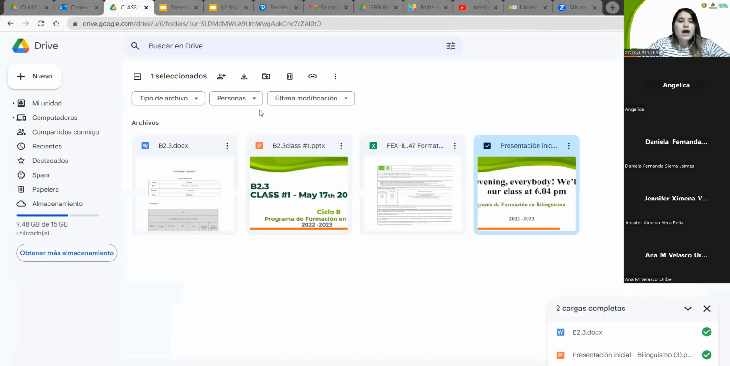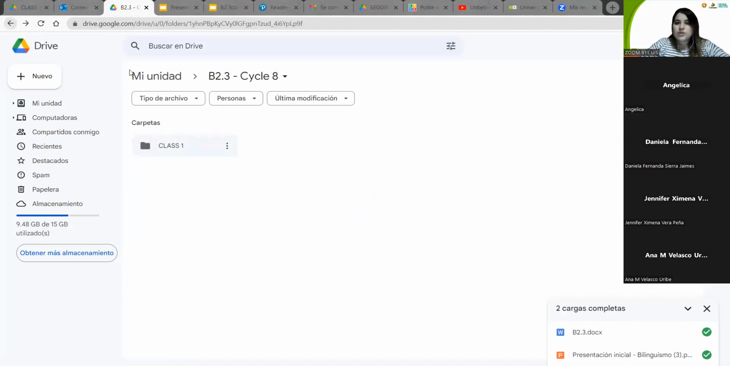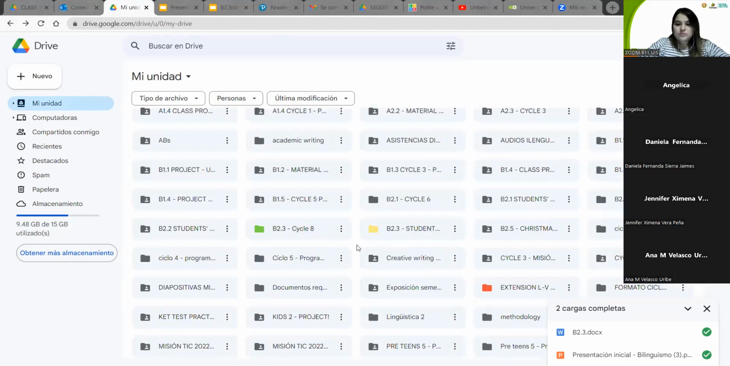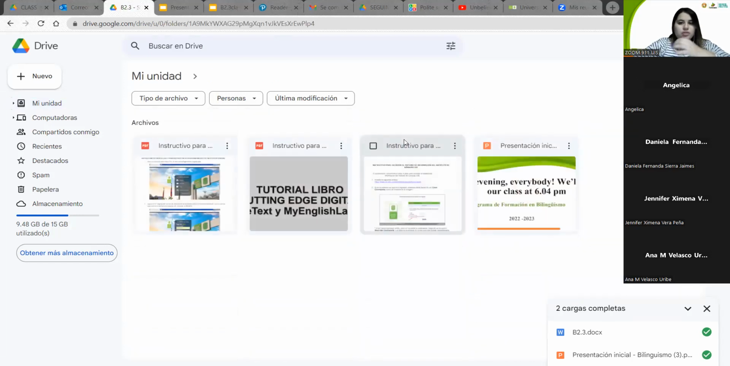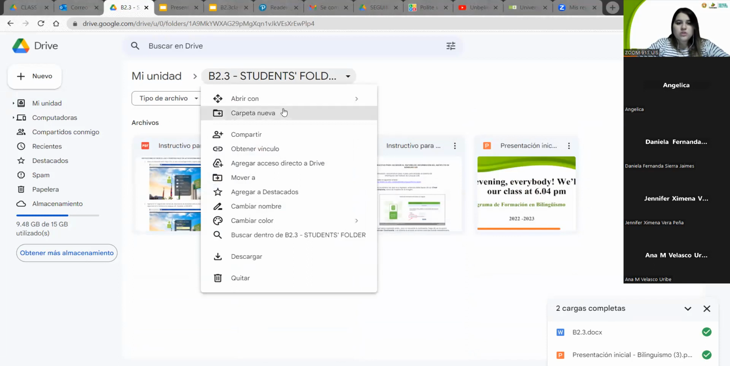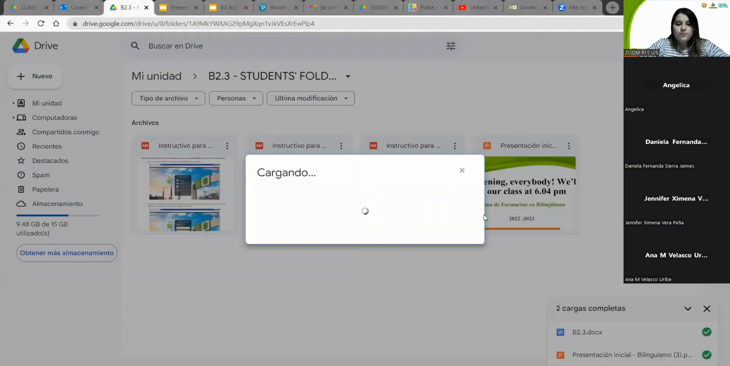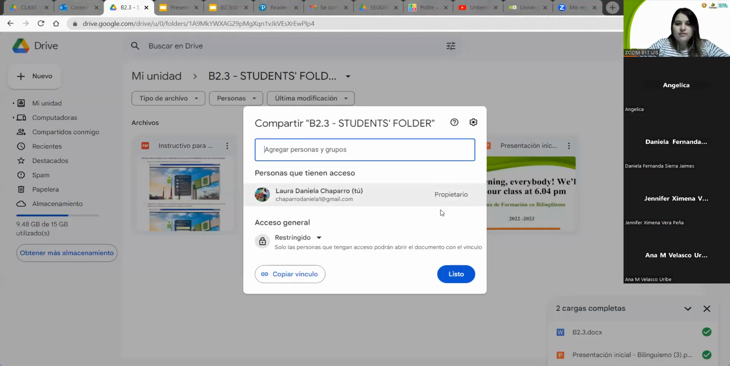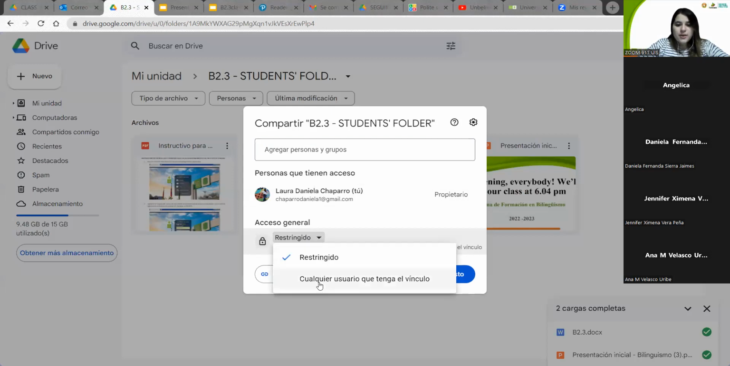So here, people, I have your students folder. B2.3 students folder. I'm going to share it with you right now. So you have it from day one.